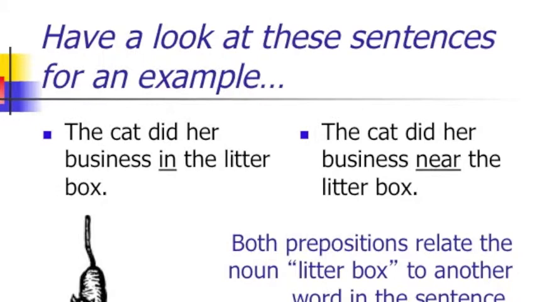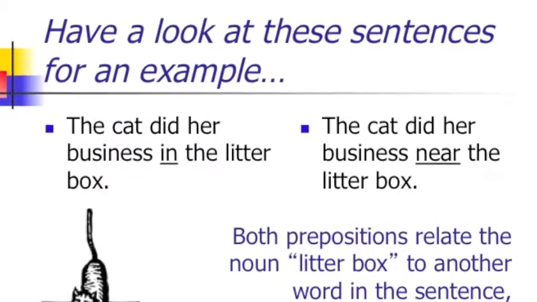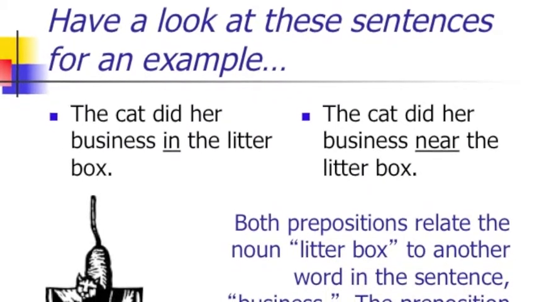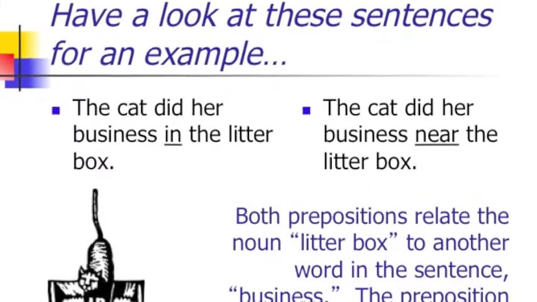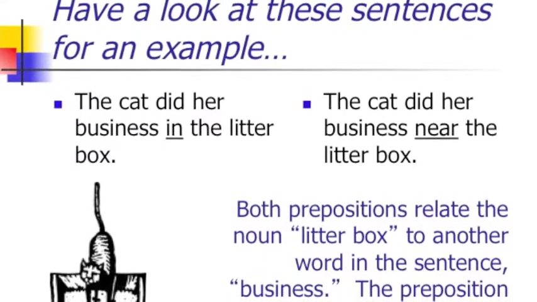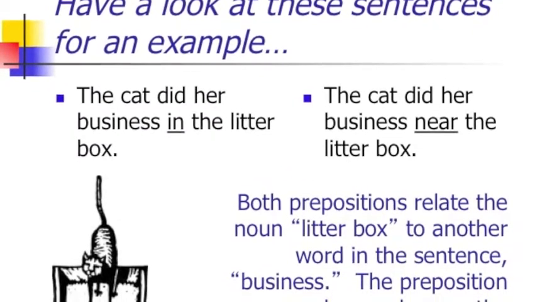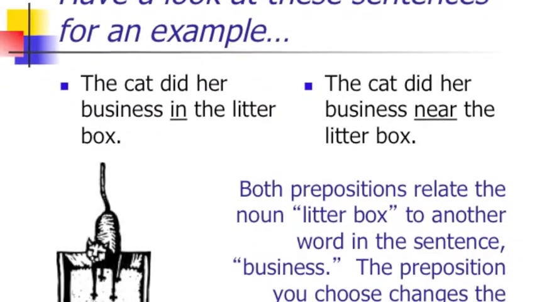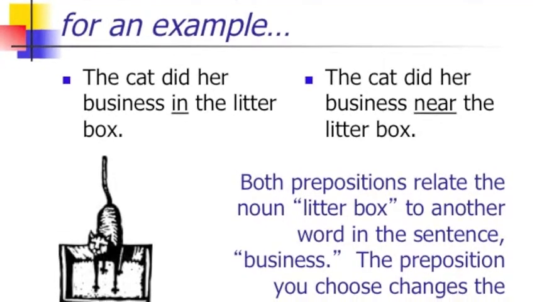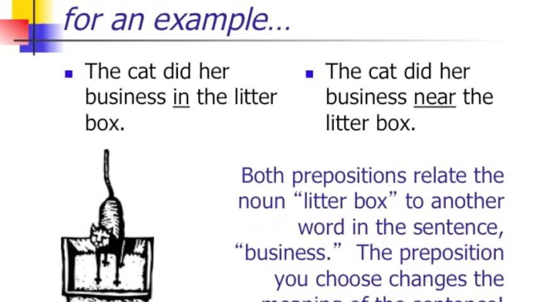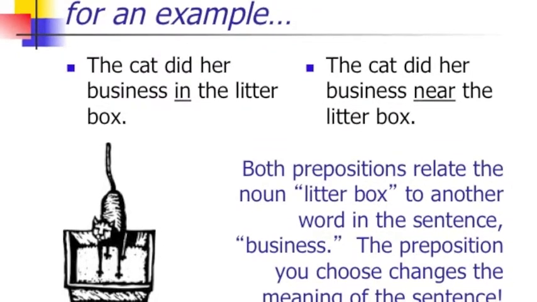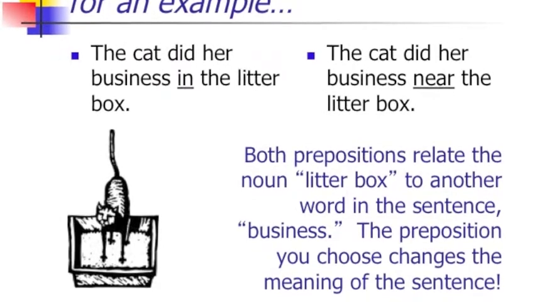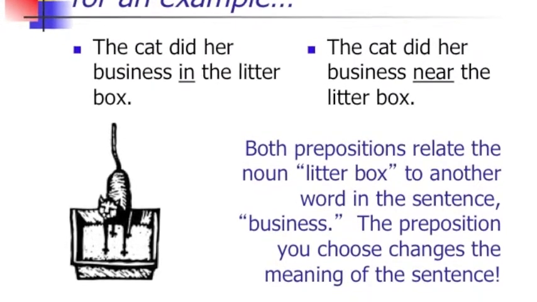In both of the examples on this page, I underlined the prepositions so that you could easily see them, and it's pretty clear that the preposition can dramatically change the meaning of the sentence. In both cases, those prepositions relate the word litter box, which is a noun, to another word in the sentence. In this case, it relates it to the word business. It's changing the meaning because the cat did her business in the litter box and the cat did her business near the litter box would really change how much time you were going to be spending on your afternoon chores.